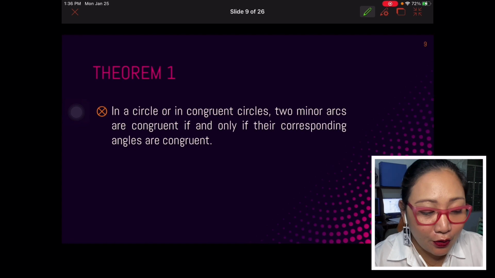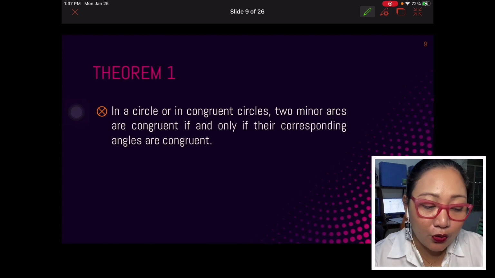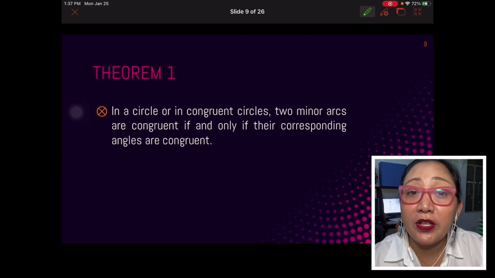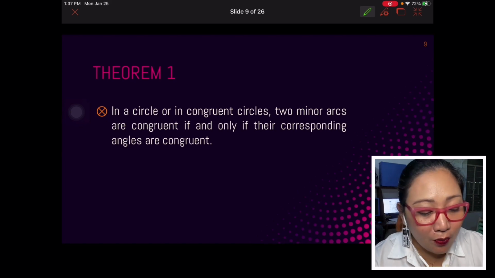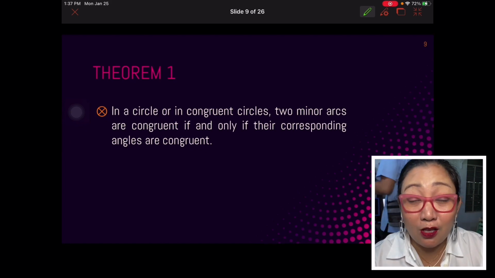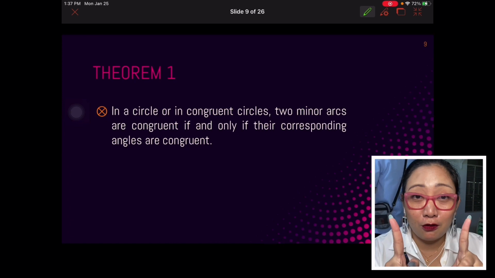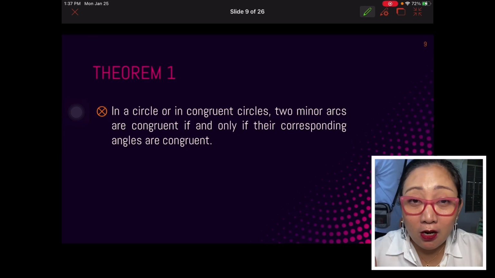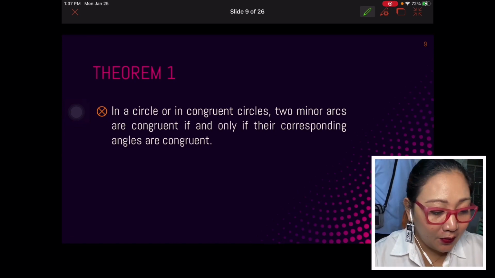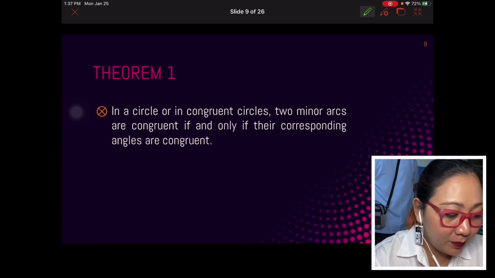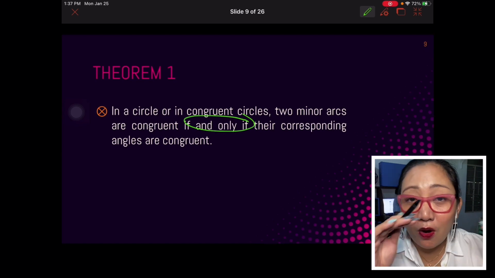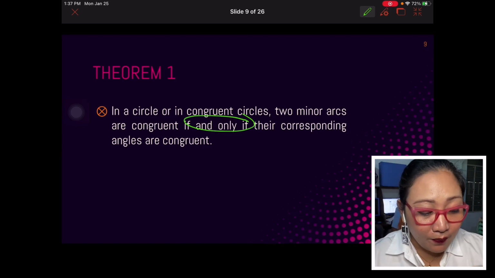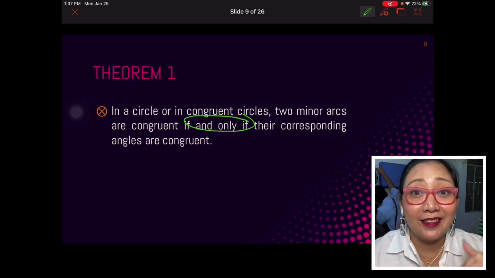Ang ating first theorem po ay in a circle or in congruent circles, two minor arcs are congruent if and only if their corresponding angles are congruent. So, that means kung meron daw tayong corresponding angles na congruent, so kung may dalawang angles na congruent, yung kanilang corresponding arc ay congruent din. Okay? And since ang ating statement po ay if and only if statement, then ibig sabihin if yung arc yung given, then yung angle din po ay congruent din.